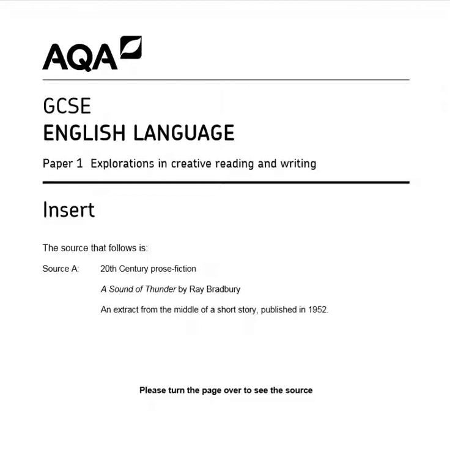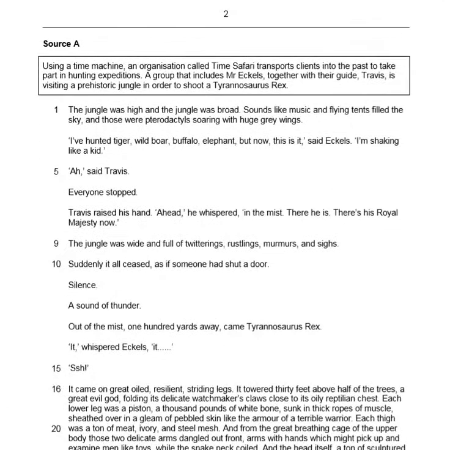So the insert, first of all, is the source. The source is the extract that we have to read. If we look at the most recent AQA exam paper, AQA GCSE English Language Paper 1, Explorations in Creative Reading and Writing, the insert is the source that follows, and it gives us a little bit of information. It's worth reading it and taking it in to understand the context of the insert.